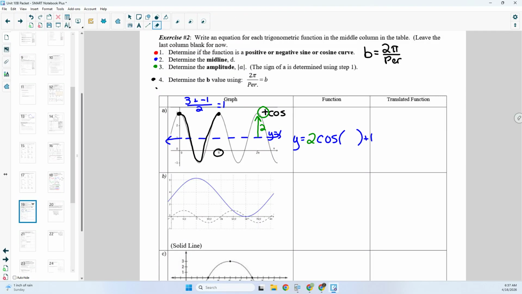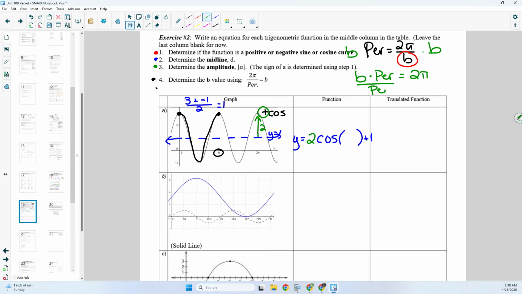I wrote the wrong thing here. Sorry. Our old formula was the period equals 2 pi divided by b, and that still is the correct formula to find the period. If I solve this for b, which is what I'm trying to find here, I would multiply both sides by b, and I get b times the period equals 2 pi, and solving for b, we then divide by the period.